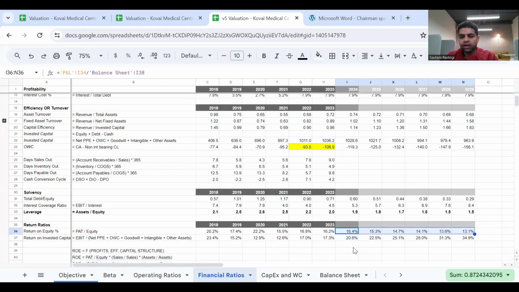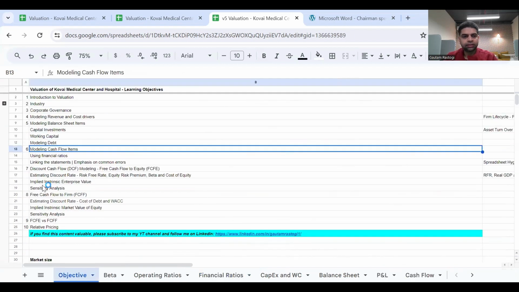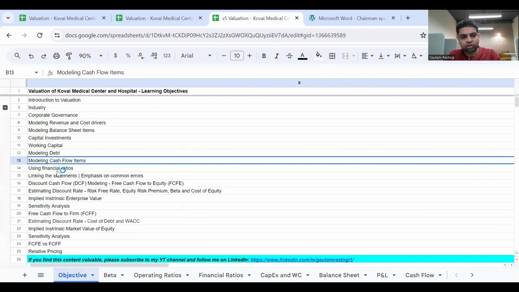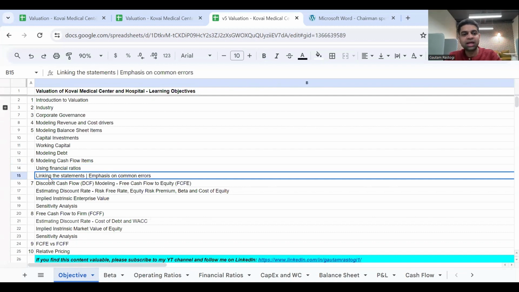All right. So with that said, let's go back to the objective sheet. So we covered cash flow statements. Using financial ratios is actually not only relevant to this module, it's relevant all across. And then this is what we did. We linked the statements together when we modeled the cash flow items. All right. Emphasis on common errors.